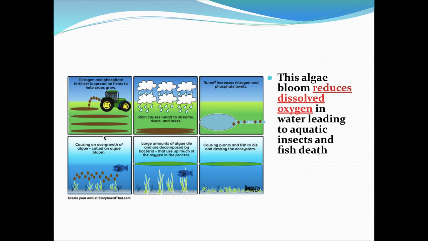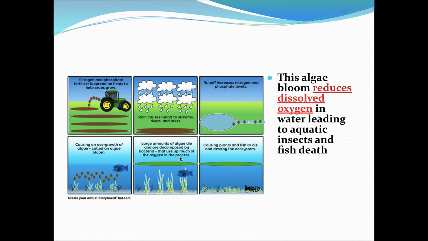So here's a little storyboard that shows you how this happens. Here's our farmer, Farmer Brown. Farmer Brown's putting down the nitrates, the fertilizer. The rain comes. This fertilizer runs off into the stream, into this pond. Because there's extra nitrates, the algae grows on the surface.